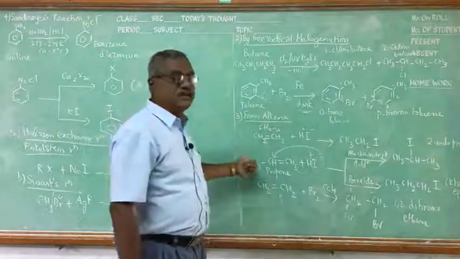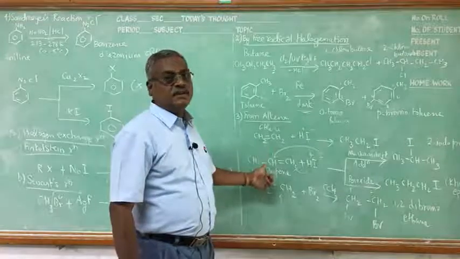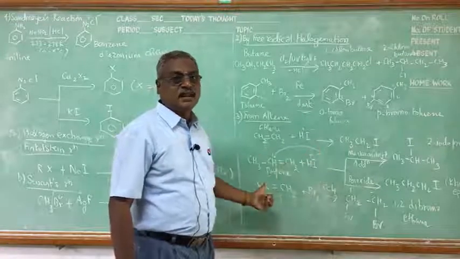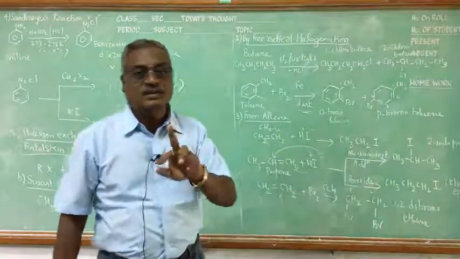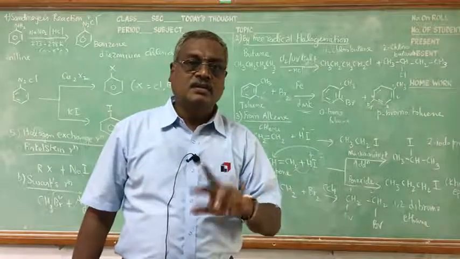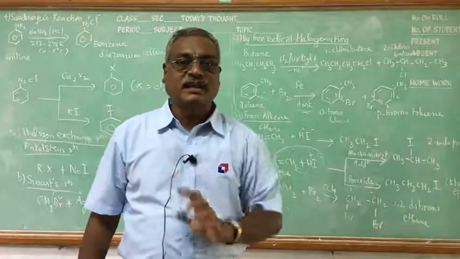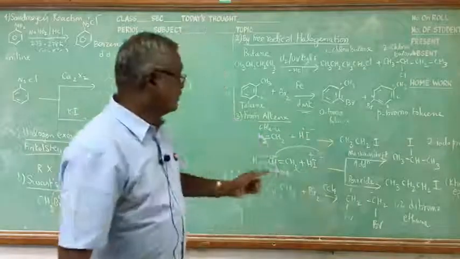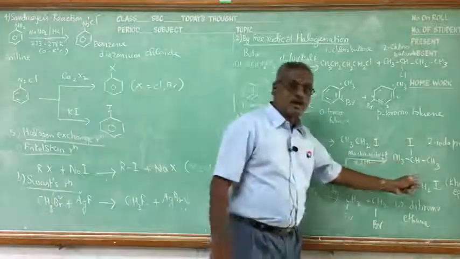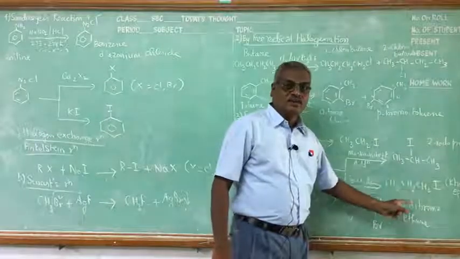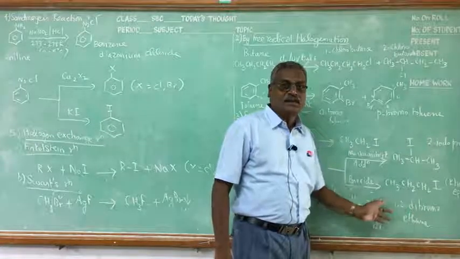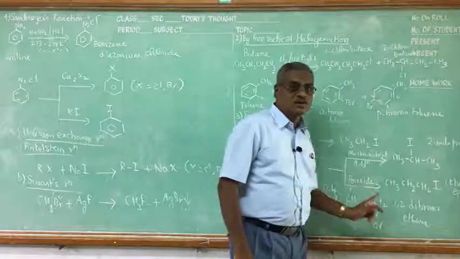Then from alkene: if it is a symmetrical alkene, it is very easy. For an unsymmetrical alkene, there are 2 types, Markovnikov addition and anti-Markovnikov addition. In Markovnikov addition, the negative part of the addendum goes to the carbon containing fewer hydrogens. So you will get a branched compound, the 2-iodo branched compound. If you need a straight chain 1-iodo compound, that means anti-Markovnikov, for which you have to add peroxide.